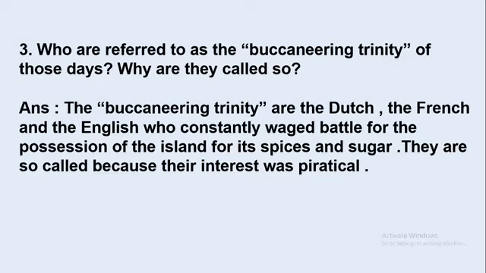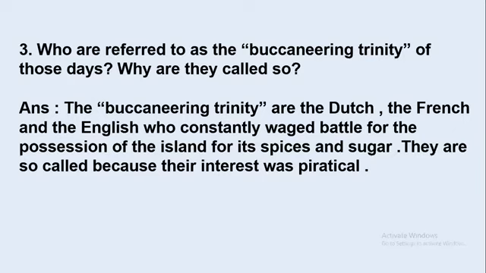They were constantly having war and fight among themselves because they wanted to have possession of the island, because they wanted to own the island. The island was very good and had a good production of spices and sugar, which would make them wealthier, which can lead them to good trade. So all three, the Dutch, the French, and the English, were constantly in war and battle with each other, so that they could take the ownership and possession of the island, which was very famous for spices and sugar.